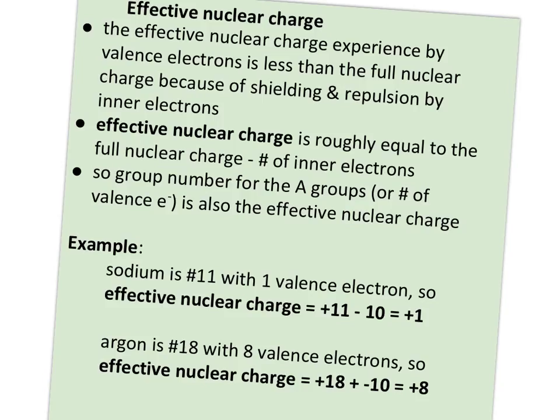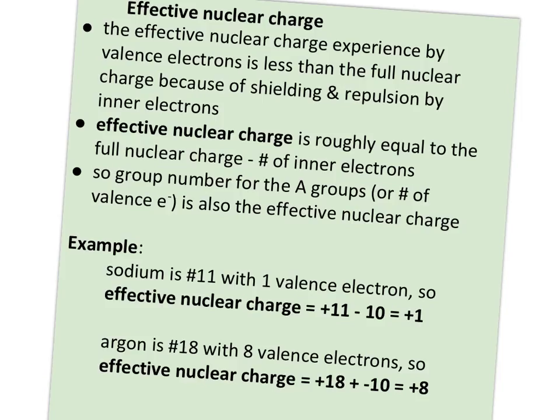So how do we calculate effective nuclear charge? It's considered to be roughly equal to the full nuclear charge minus the number of your inner electrons. So conveniently, this works out for the A groups that it's the number of your valence electrons or the number of your A group. So group 1 has an effective nuclear charge of 1. Group 2 has an effective nuclear charge of 2. The transition metals get a little weird as you go across here, but we're going to stick mostly with the A group. So group 13 has an effective nuclear charge of 3, and then 4, 5, 6, 7, 8.